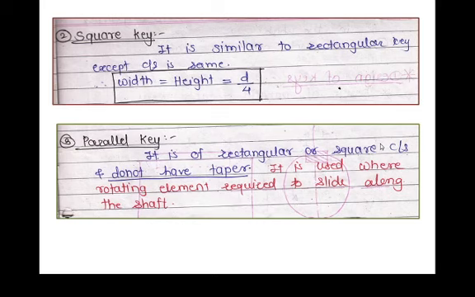Then the square key. A square key and a rectangular key are the same, the only difference being that the width and height are the same, equal to D by 4. Then the next type of key is the parallel key. It is a rectangular or square key that does not have a taper. Generally the square key and rectangular key have a taper of 1:100, but a parallel key does not have any kind of taper. It is used where rotating elements are required to slide along the shafts. Whenever there is a sliding mesh gearbox, in those cases we use splines, or you can go for parallel types of keys.